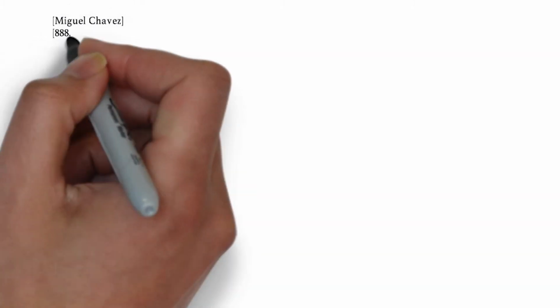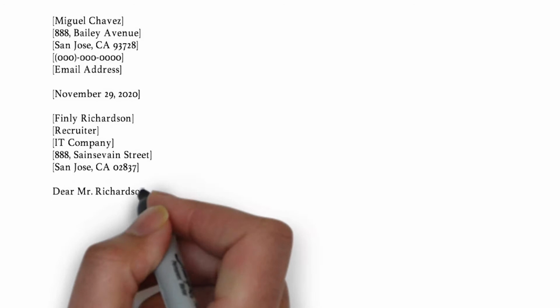First you list your contact information on the left side. In between white lines underneath we put the date, and then the recruiter's name and job title, followed by the IT company's information. As for the salutation, we write Dear Mr. Richardson. For American usage, we include the dot after the abbreviation. For British English, you can leave it out.